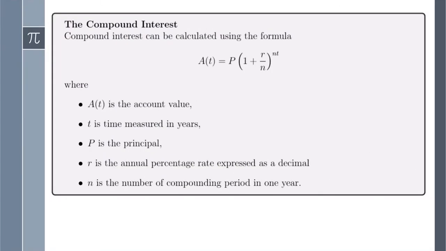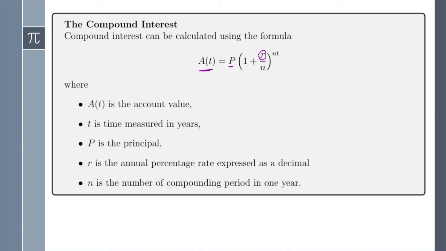Now let's look at an application of exponential functions that we often see, the compound interest formula. So the compound interest formula is right here. Some of the notation here: the first one is the amount or the value of the account, which is A of t. P is the principal, the initial investment or initial deposit that we make. R is the rate of the interest.